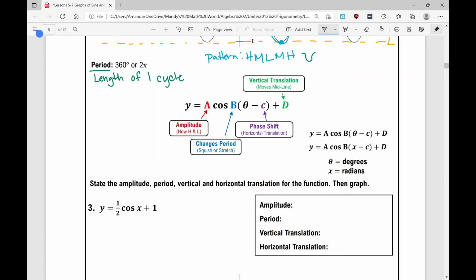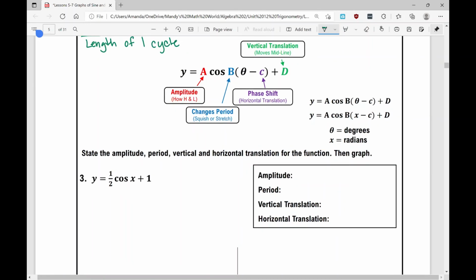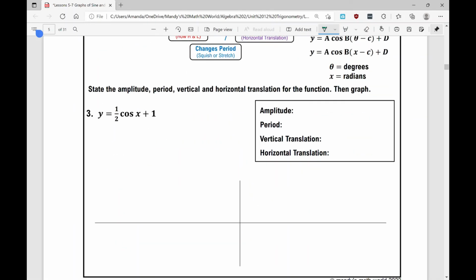Just like we did with our sine functions, if we're using theta, we're going to graph in degrees. If we're using x, we're going to graph in radians. And that's typically what you see. But you'll see some people graph with both.